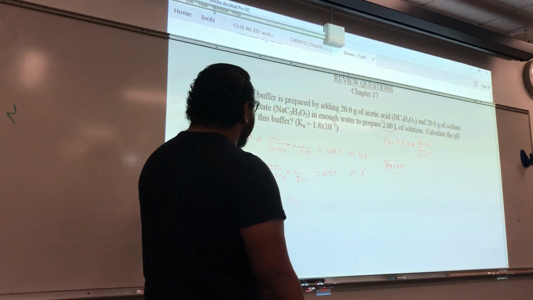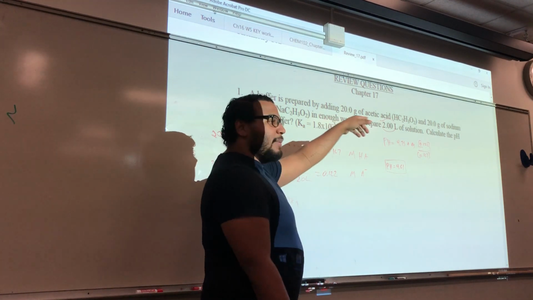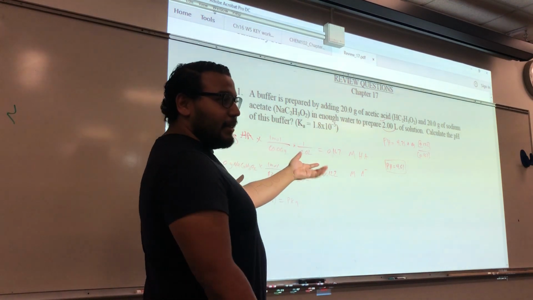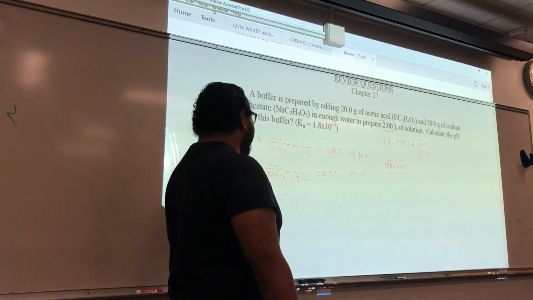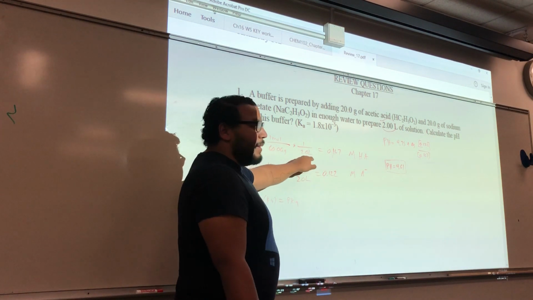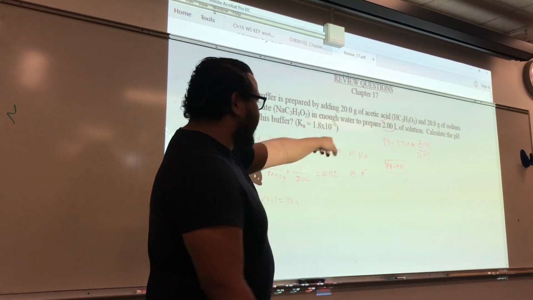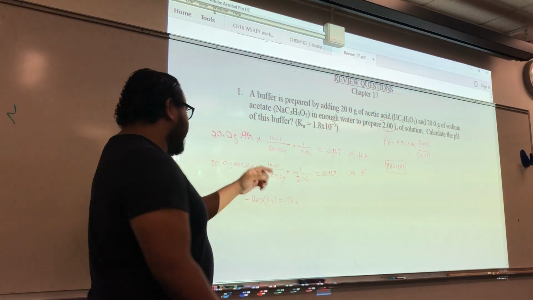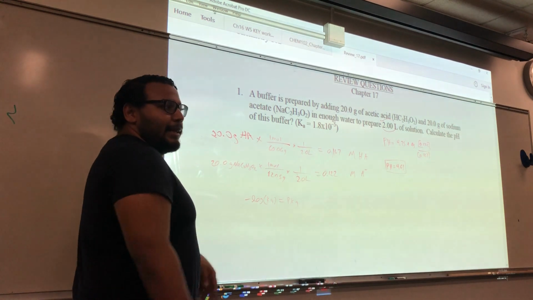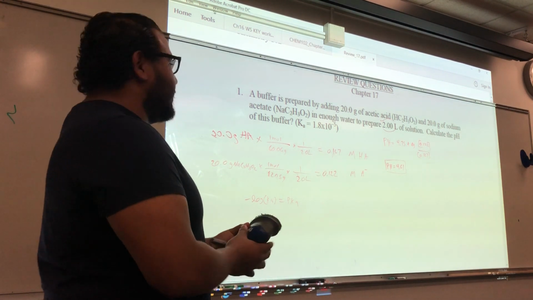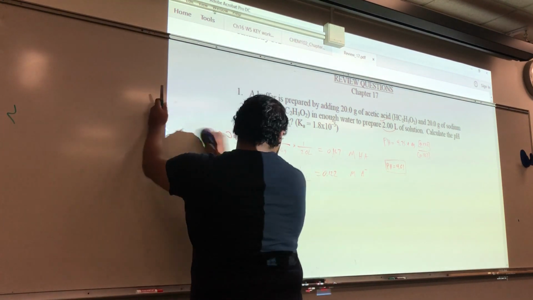So just to recap, they gave us the gram amount and they told us what volume it was in. So all we had to do is some basic 101 stuff: get moles and then divide by liters so we can get the molarity. Once we did that, we plugged it into the Henderson-Hasselbalch, but we made sure we needed to get the pKa first. That's it. It's about as basic as it gets.